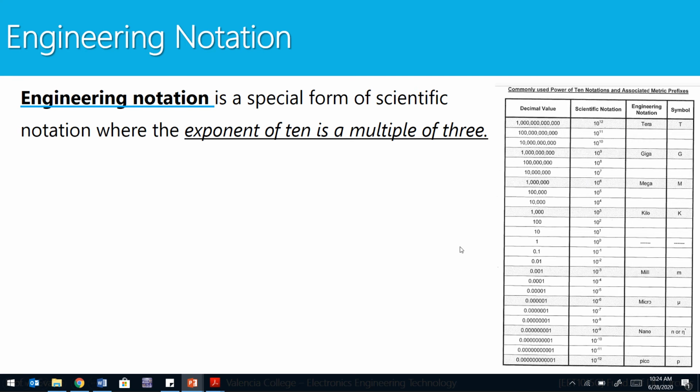So here's some examples of how we use engineering notation. Let's say that I take a measurement and I get 0.0015 amps. The A stands for amps.